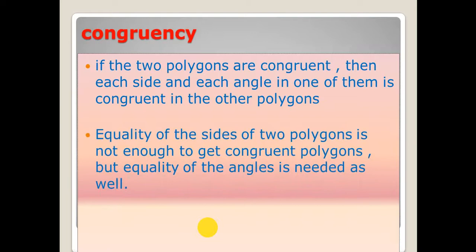If I have two polygons and just the sides are equal, is it enough to give me congruent figures? No, it's not enough. We should have what? The angles and the sides. Sides alone are not enough to give me congruent figures. We should have sides and angles.